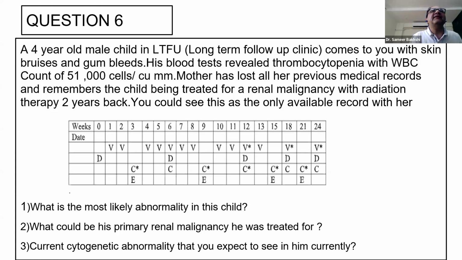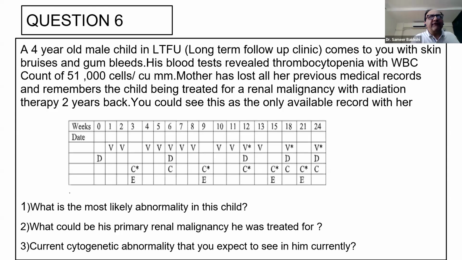This is the regimen that this patient got. What is the most likely abnormality this child has currently? And what do you think was the primary kidney tumor that he was treated for? Sir, I think he has some leukemia, sir. Very good. So he has some leukemia.